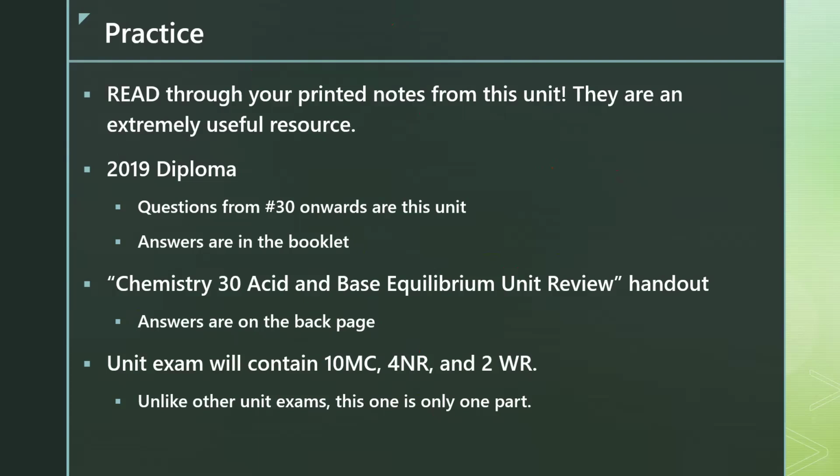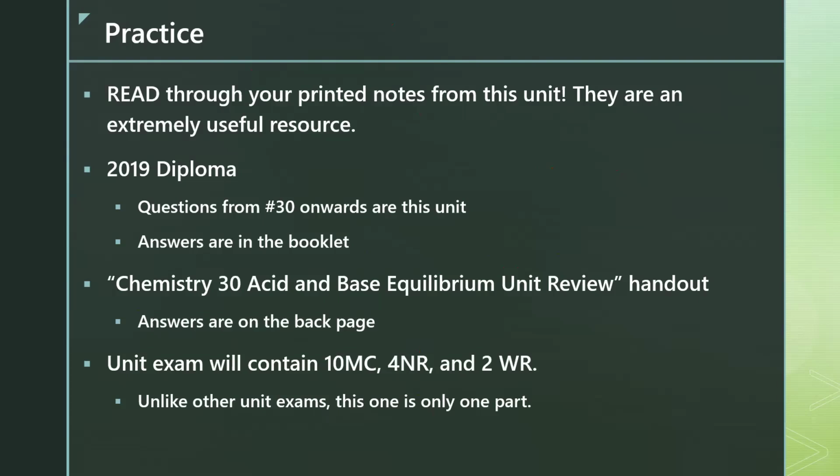You need to be reading through it to make sure you're understanding all the concepts that we've covered in here, especially some of those old little definitions. For other practice, the 2019 diploma is great practice. The questions from number 30 onwards are about this unit. Some of the questions tie in some other stuff, like there's a 1 or 2 in there that ties in organic chem. If you don't want to touch those for now, you don't have to. I'm not going to be hitting organic chemistry stuff on this unit exam, but our diploma is only a couple weeks away, so it wouldn't hurt to review those things as well.